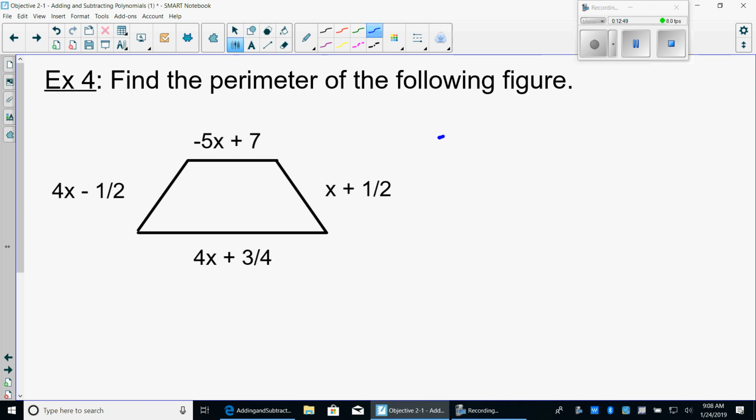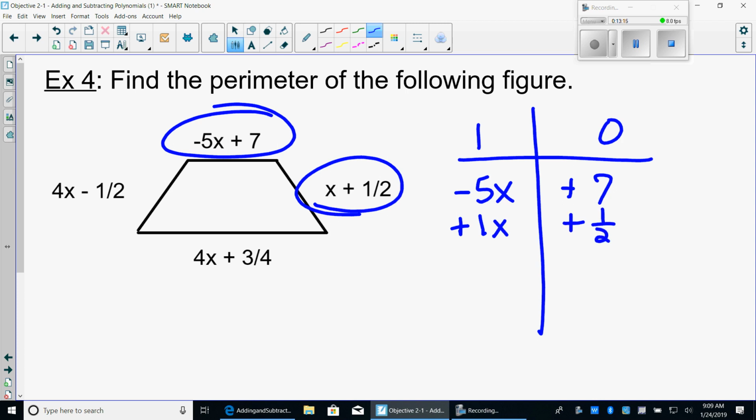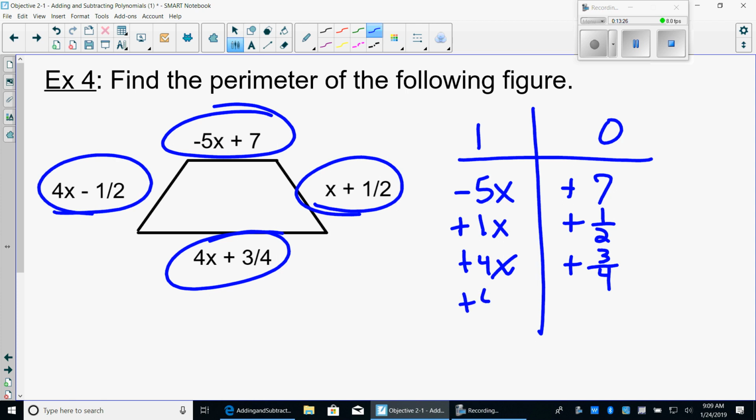So we see groups of 2, and we see, oops, not degrees of 2. We see degrees of 1, and we see degrees of 0. Okay, so it doesn't matter where you start. Let's start up here. Where's the negative 5x go? In the 1, and then positive 7 goes in the 0. Okay, here we're going to put in plus 1x, and then plus a half. Down here we're going to put in positive 4x and positive 3/4. And then here we're going to put in positive 4x and negative 1/2.